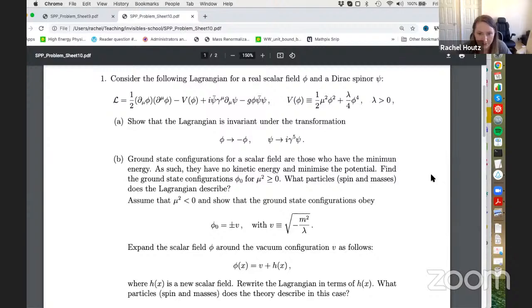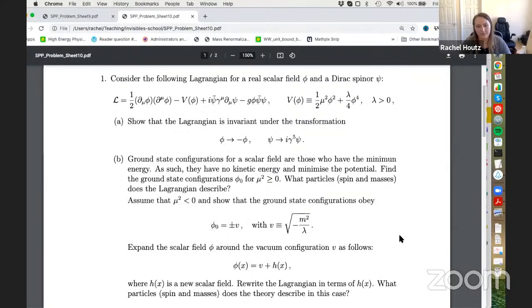And then in the second part of the question, it says, all right, now consider the case where mu squared is less than 0. Show that the ground state configurations obey these other conditions. One is that the ground state is no longer such that phi is 0, but instead phi is plus or minus v, and v is the square root of minus mu squared, not m squared, sorry, there's a bit of a typo here, over lambda.